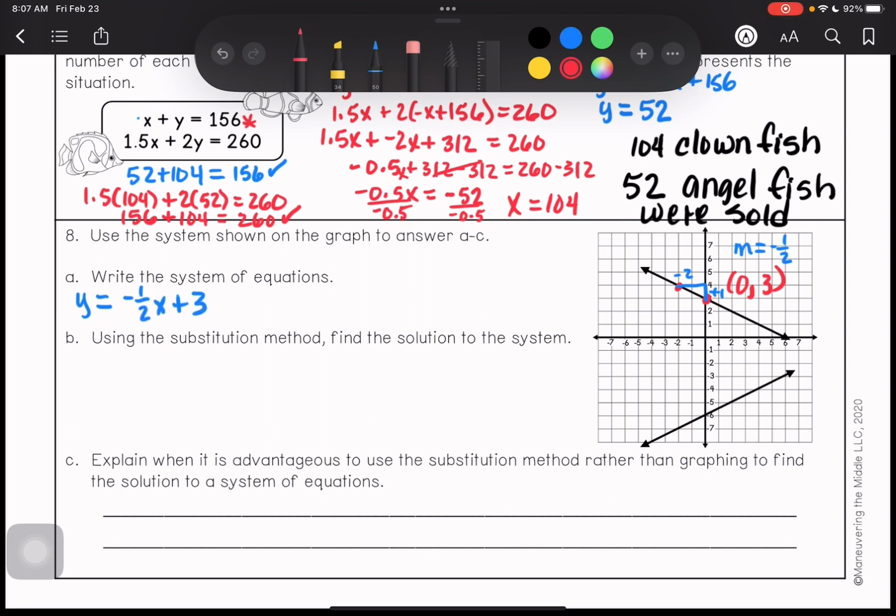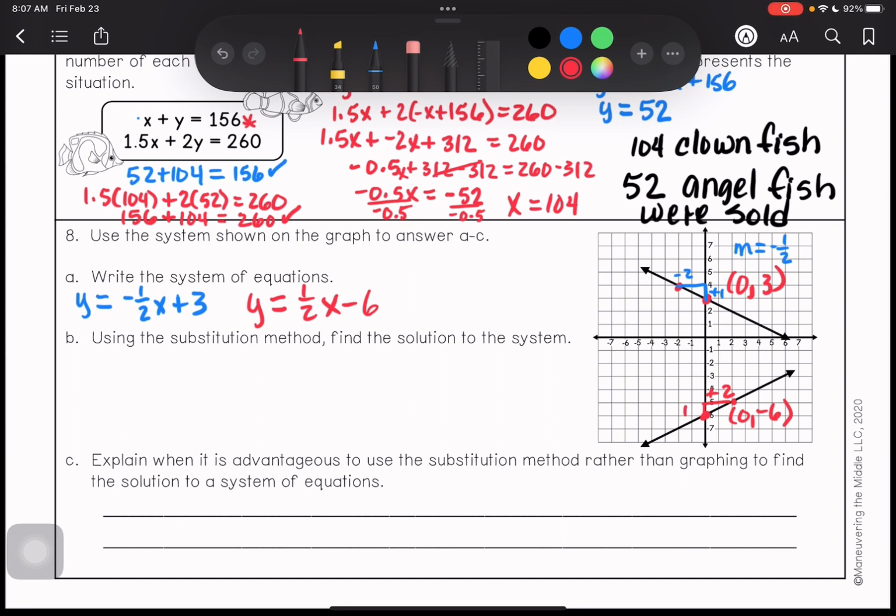My second equation, my y-intercept is negative 6, so that's 0, negative 6, and my slope is a rise of 1, a run of 2. So this gives me y equals 1/2 x minus 6. So it says use the substitution method to find the solution to the system.